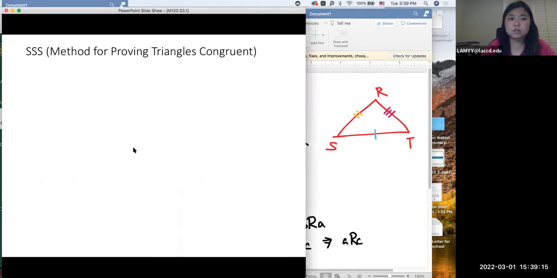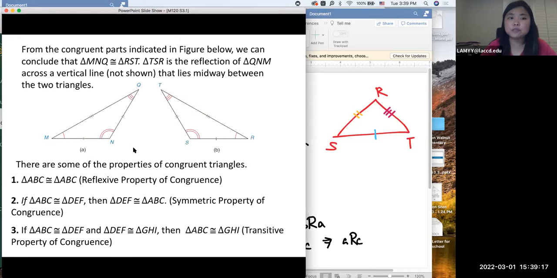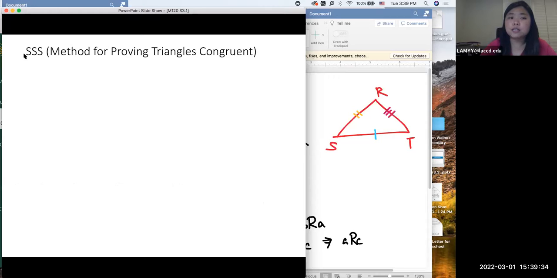Okay. So we keep saying that the two triangles are congruent. Okay. So now we want to know how can we prove these two triangles are congruent. We have a couple methods to prove the two triangles are congruent. The first one is called the SSS method. Hey, guess what is the meaning of SSS?